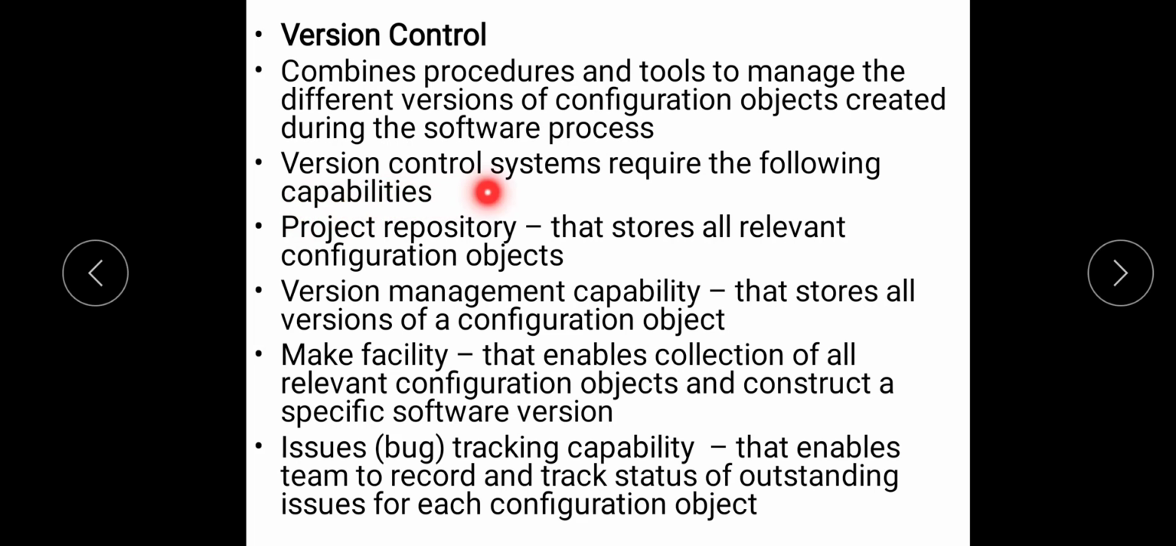Version control systems require the following capabilities. First, the project repository, which stores all relevant configuration objects, that is, all the details regarding your versions will be stored for further reference. Then version management capability, which stores all versions of the configuration objects. Then the make facility, which collects relevant configuration objects and constructs a version. Then issue or bug tracking capability is also mentioned in version control. That is, it enables the team to record and track the status of outstanding issues. So all the details regarding each and every version will be there.